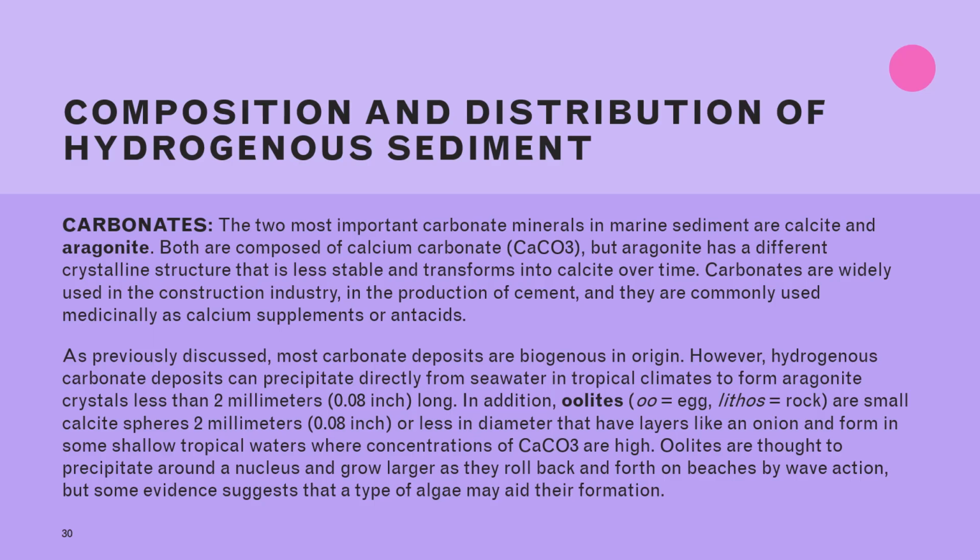As previously discussed, most carbonate deposits are biogenous in origin. However, hydrogenous carbonate deposits can precipitate directly from seawater in tropical climates to form aragonite crystals less than 2 millimeters long. In addition, oolites, where oo means egg and lithos means rock, are small calcite spheres 2 millimeters or less in diameter that have layers like an onion and form in some shallow tropical waters where concentrations of CaCO3 are high. Oolites are thought to have precipitated around a nucleus and grown larger as they roll back and forth on beaches by wave action.